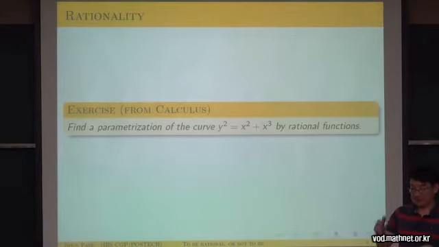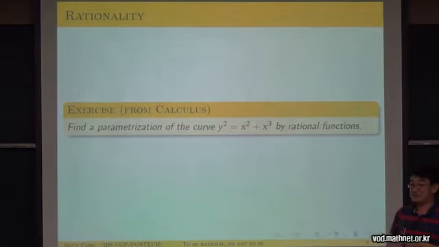To compute the line integral, you have to find some parameterization, right? That's why they provide these parameterization problems. See here, find the parameterization of the curve y squared equals x squared plus x cubed by rational functions, right?